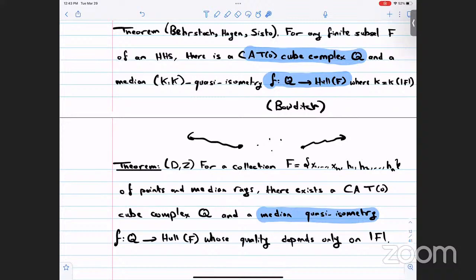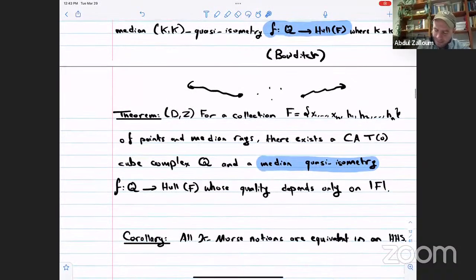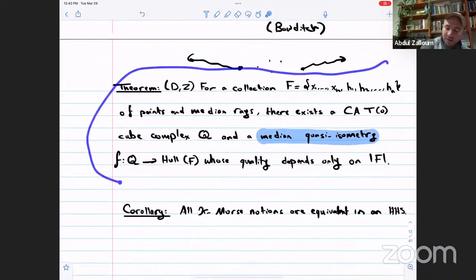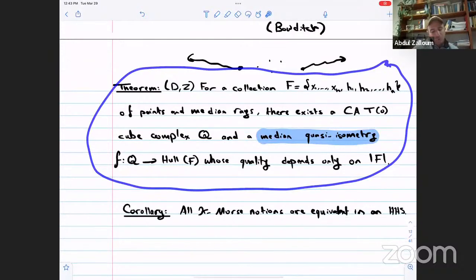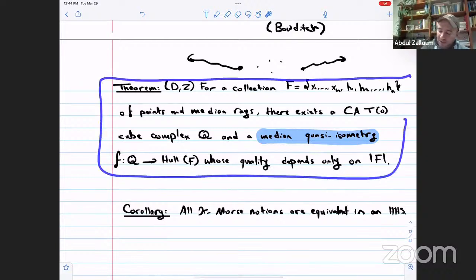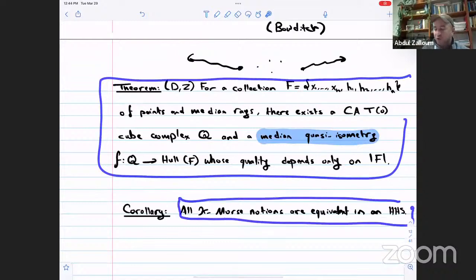Right. Now, an immediate corollary of this theorem is that there are a million definitions of Morse-type notions. There is kappa-Morse, kappa-weakly Morse. Castro talked about some of them. Ruth Charney mentioned one of the definitions in her talk, which we're going to reference as kappa-weakly Morse. And an immediate consequence of this theorem is that all such notions, whether it's kappa-contracting, kappa-Morse, kappa-weakly Morse, whatever, they're all equivalent in a hierarchically hyperbolic space.